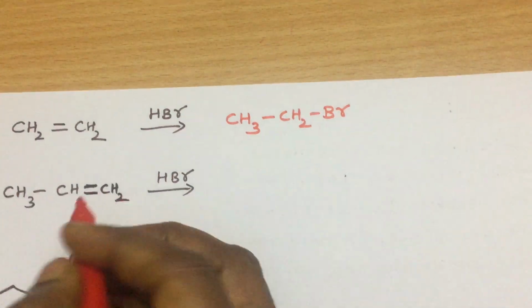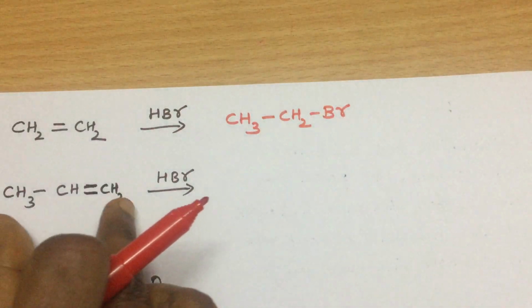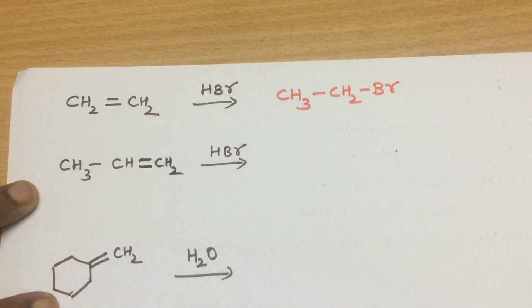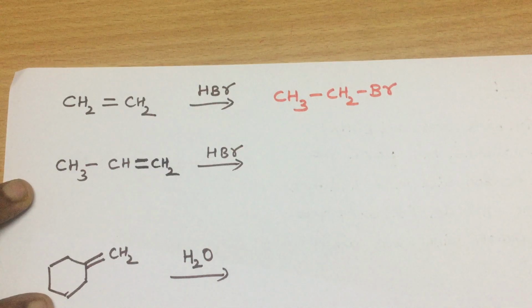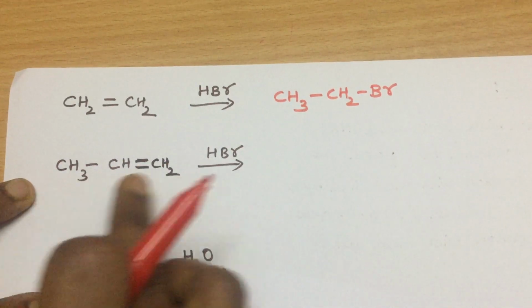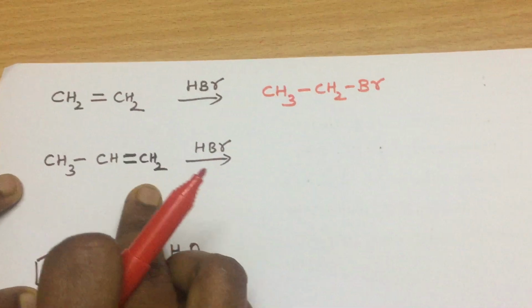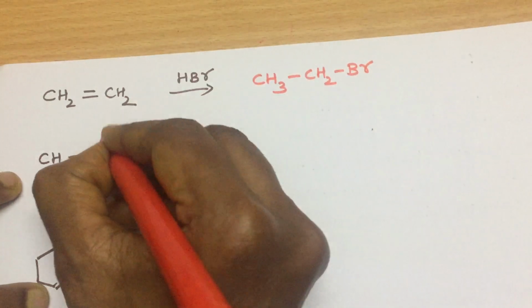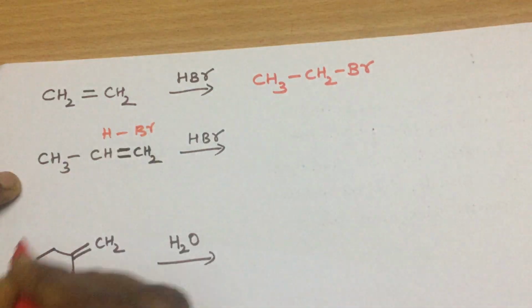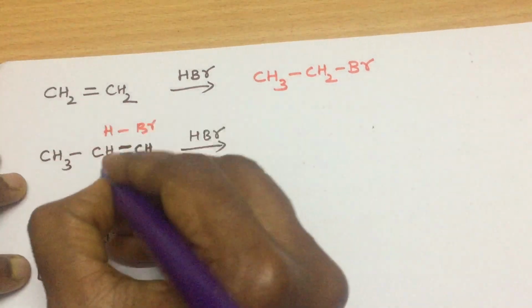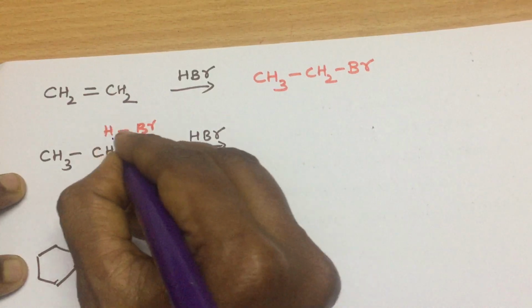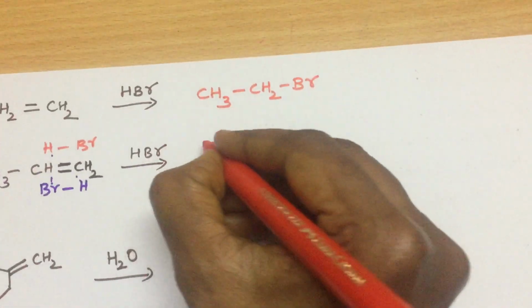Here you can straight away add, but this is a totally unsymmetrical molecule. The double bond is not symmetrical. One side you have a CH3 substituent and this side you have hydrogen. So here there is a possibility of 2 products. HBr can be added in this way, or HBr can be added in this way. Can you follow? So I'll write in 2 ways.